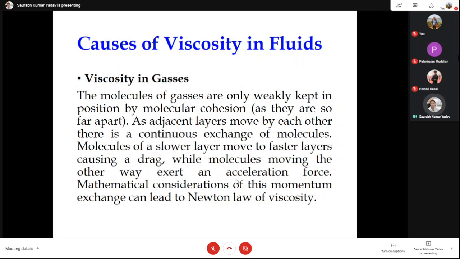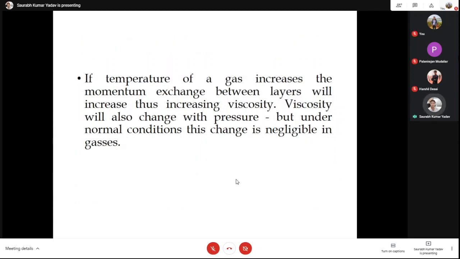As the adjacent layers move by each other, there is a continuous exchange of molecules. Molecules of a slower layer move to the faster layer, causing a drag, while the molecules moving the other way exert an acceleration force. Mathematical consideration of this momentum exchange can lead to Newton's law of viscosity. If the temperature of a gas increases, the momentum changes between layers will increase, thus increasing the viscosity. Viscosity will also change with the pressure, but under normal conditions this change is negligible in gases.